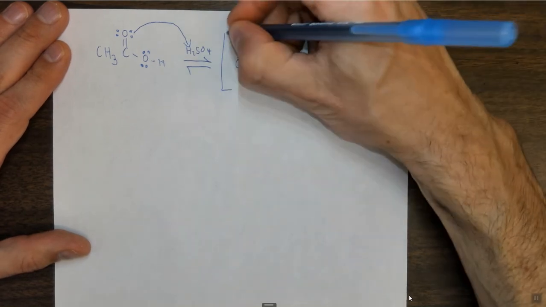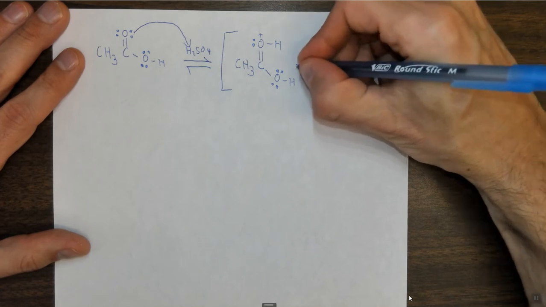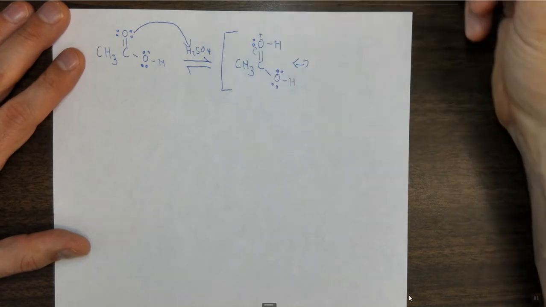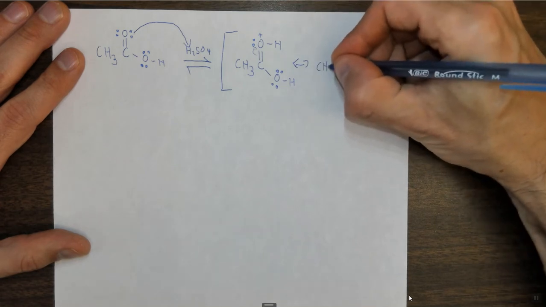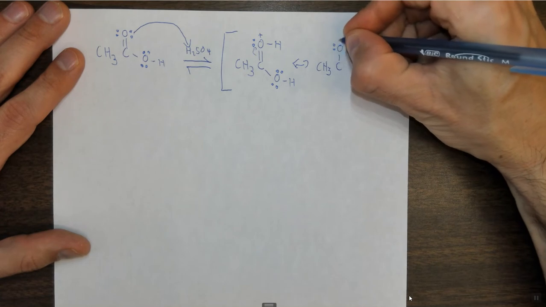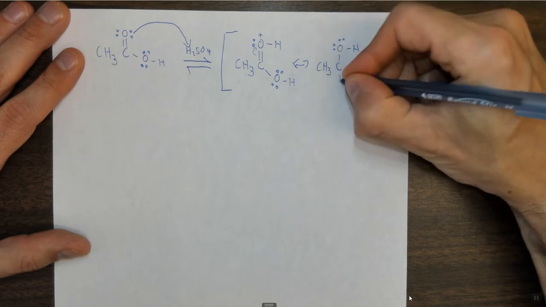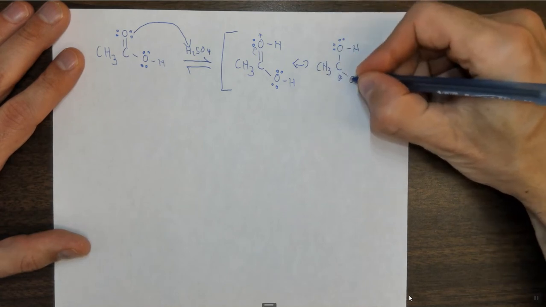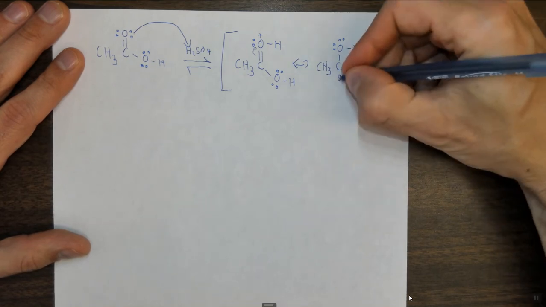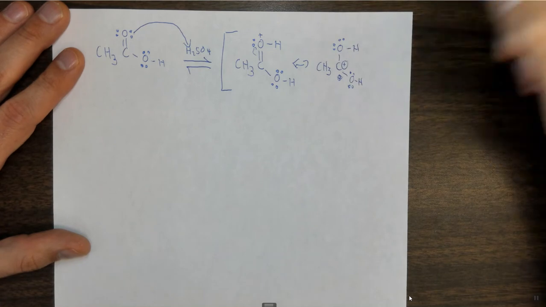And it turns out that there's 3 resonance forms of this, because we can move these electrons up there and get CH3, C, bond OH. Now we have the electrons up here. Bond OH, like that, and now the plus charge is on the carbon.